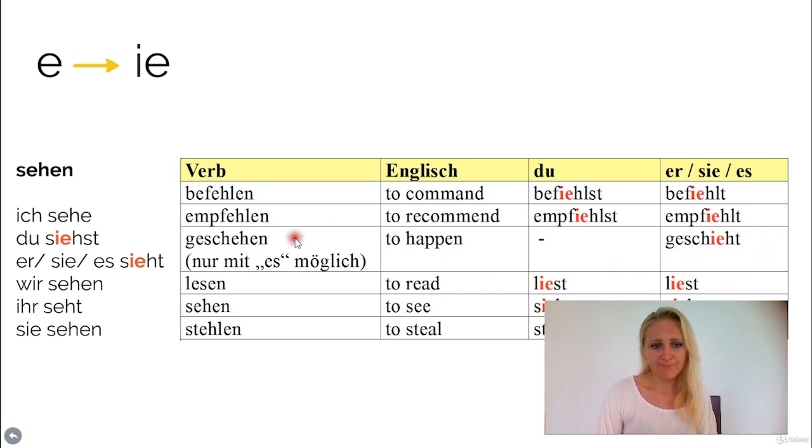It happens. Lesen, to read. Du liest, er, sie, es liest. Okay, it's exactly the same, the conjugation for those two. Sehen, to see, du siehst und er, sie, es sieht. Stehlen, to steal, du stiehlst und er, sie, es stiehlt.